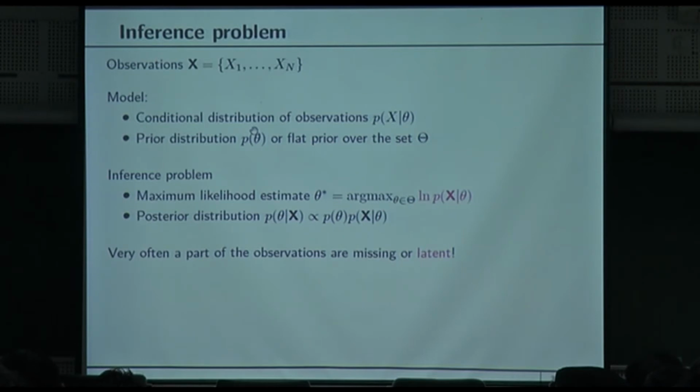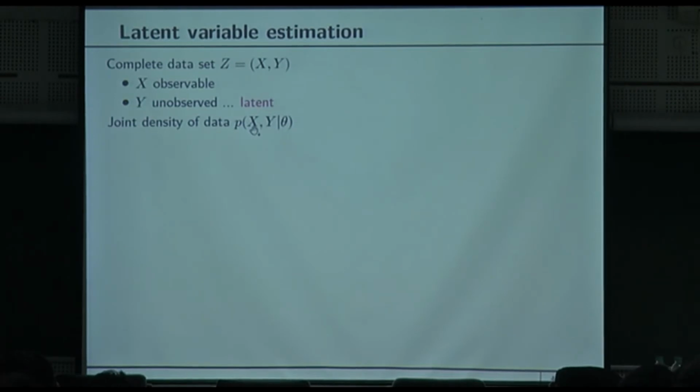Latent is another word which says hidden. So we pretend as if this observation exists, but somebody just hid it, didn't tell me. And I want to be able to figure out what to do with it. Okay. So the complete data set Z is XY. X is the observations that I am seeing, Y is the observation that I should have seen, and life would have been great had I seen it, but it's unobserved, it's latent. The joint distribution of the data now is P of X and Y given theta.